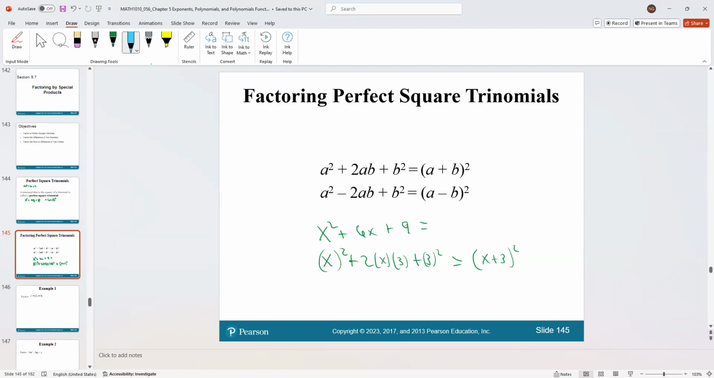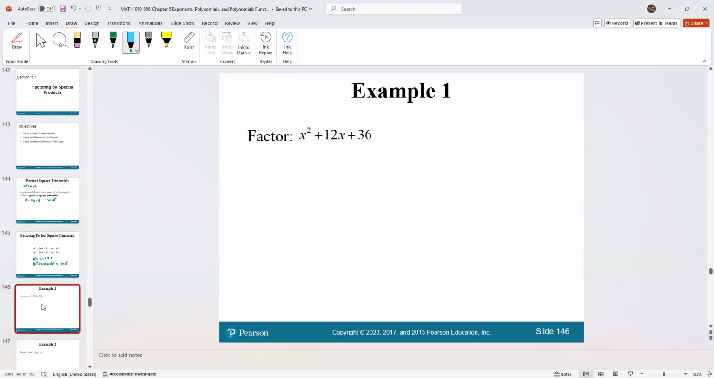Remember the 2 times, we said 2 times, right? Now, if the sign of the middle term is negative, then you're going to say it's negative. All right, look at this one.